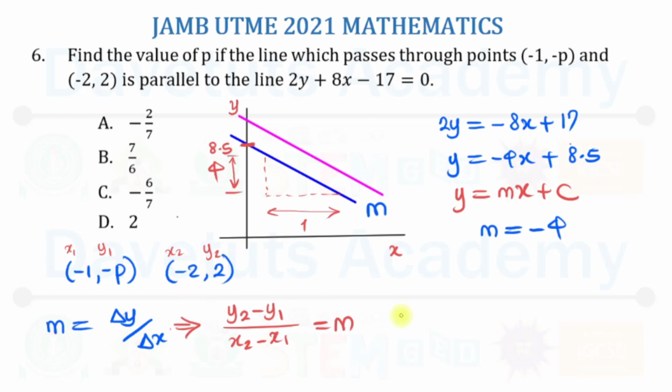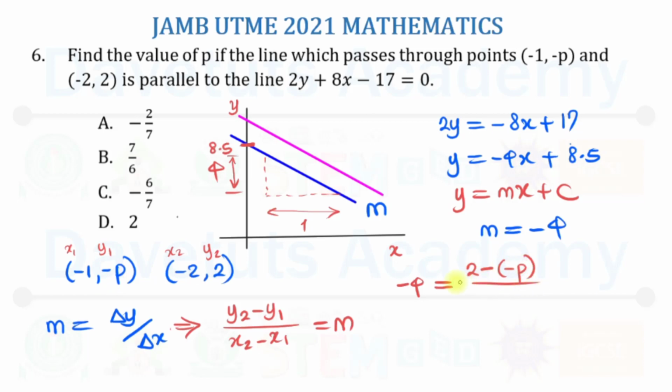So if that's the case, we can just bring in all the factors here. What is the value of m that we had initially? We have it that m is minus 4, which is equal to y2, which we take to be 2, minus y1, which we take to be minus p.